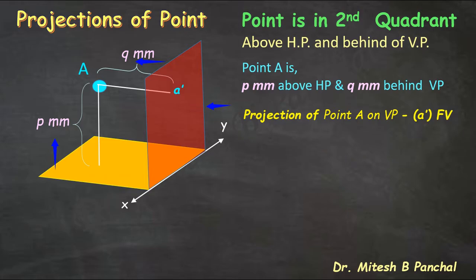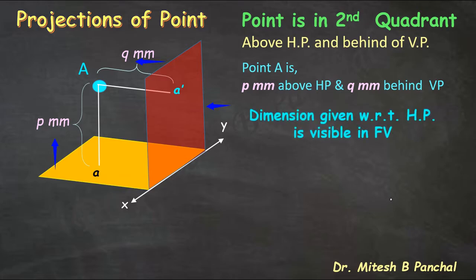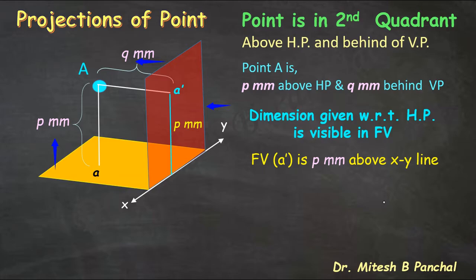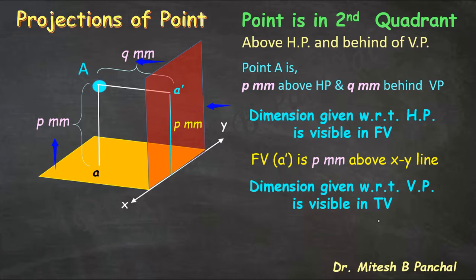In a similar way, on HP we will have the top view of the point A, that is small a. Now the position of A dash, that is the front view of point A. As we know, the dimension with respect to HP is visible in the front view. That means A dash is P mm above XY line. Also, the dimension with respect to VP is visible in the top view. So the top view of point A is Q mm above XY line, or Q mm from XY line.